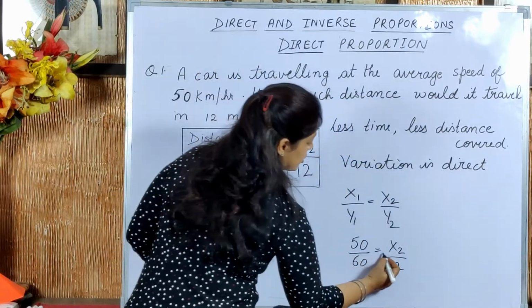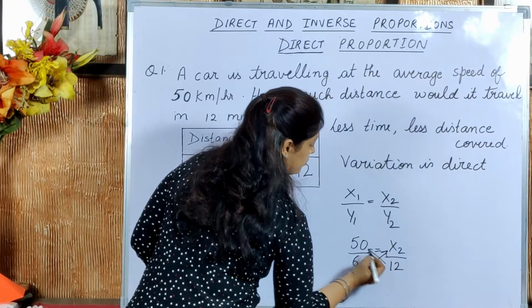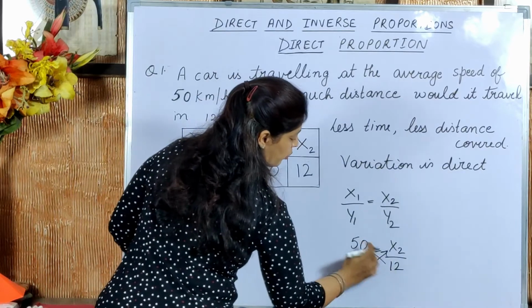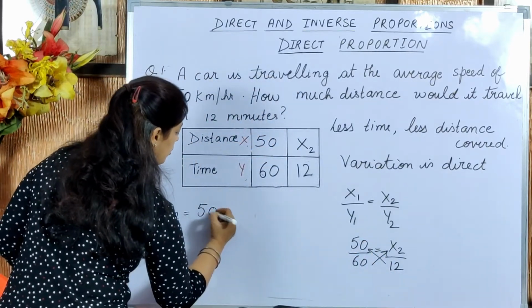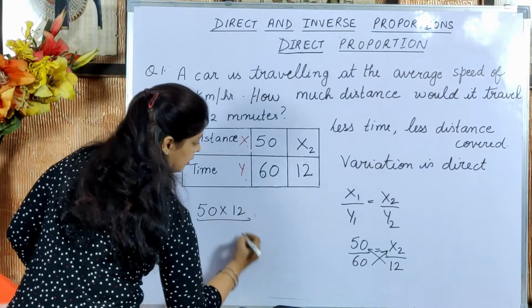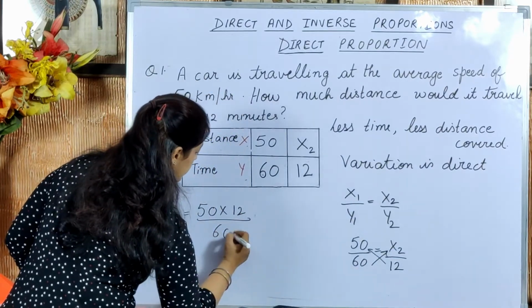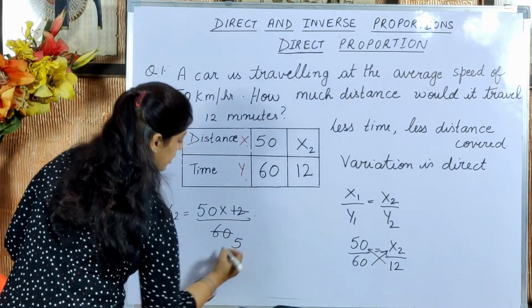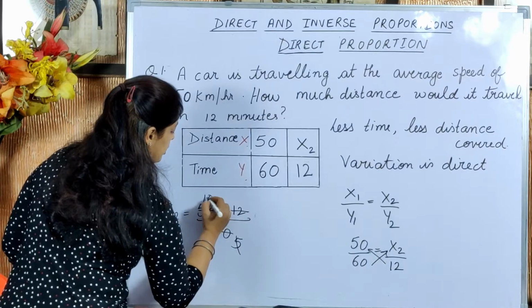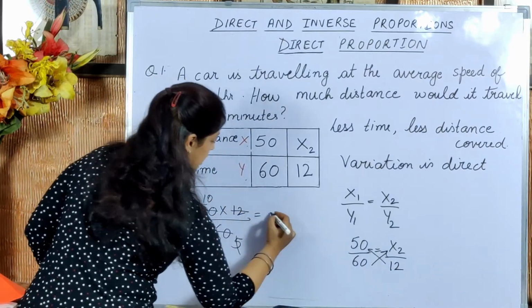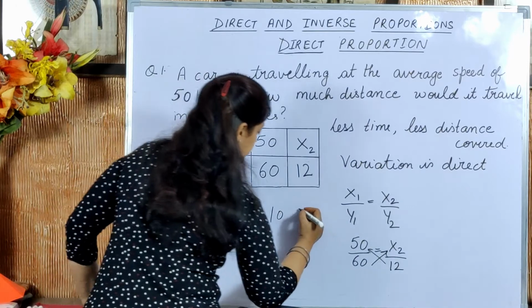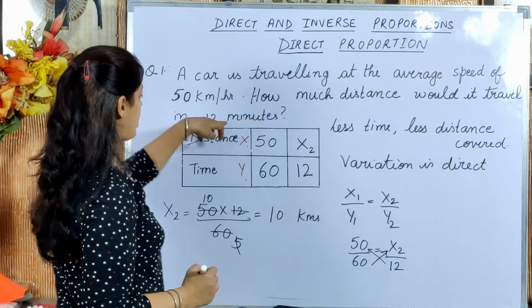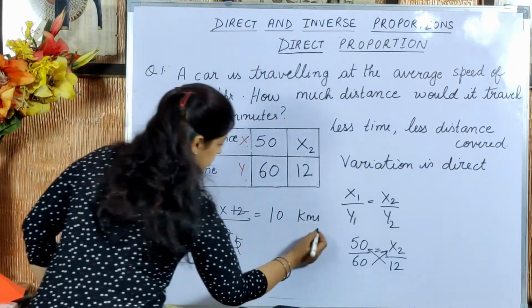Now we can find the value of x2 by cross multiplying. The two values which are known will come in the numerator. So 50 into x2 is 50 into 12, and the third value, 60, will come in the denominator. So 12 ones are 12, 5 twelves are 60, 5 tens are 50. So we get x2 as 10 kilometers. That means the distance it would travel in 12 minutes is 10 kilometers.